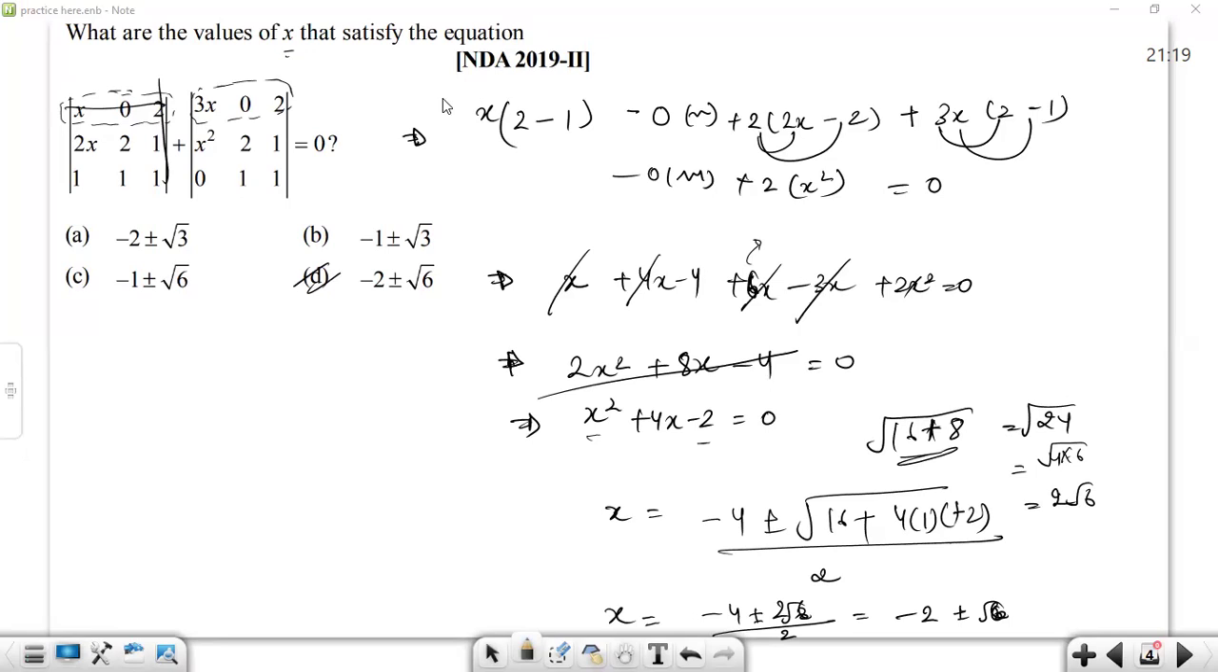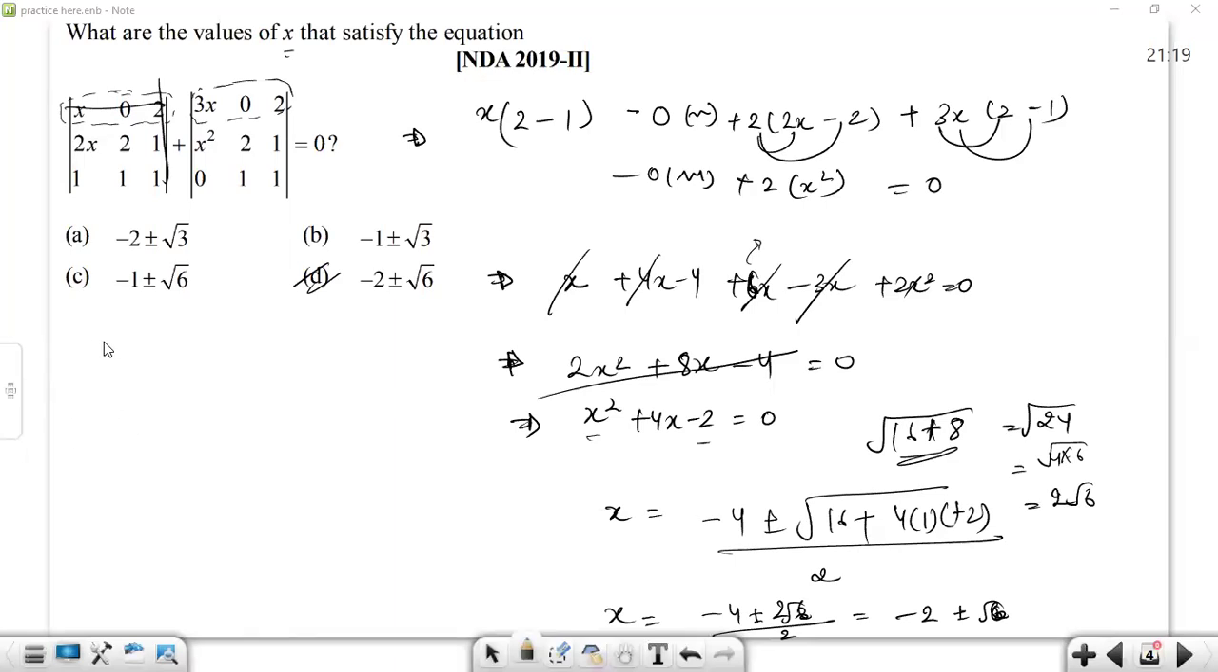It was a simple question. First, we made a mistake in simply writing the sign. That's why we had to waste that much time. So simply, we have to find the value of x, because that's the only variable in this equation. We'll expand the determinants one by one. After solving the sum, we'll have a quadratic equation.